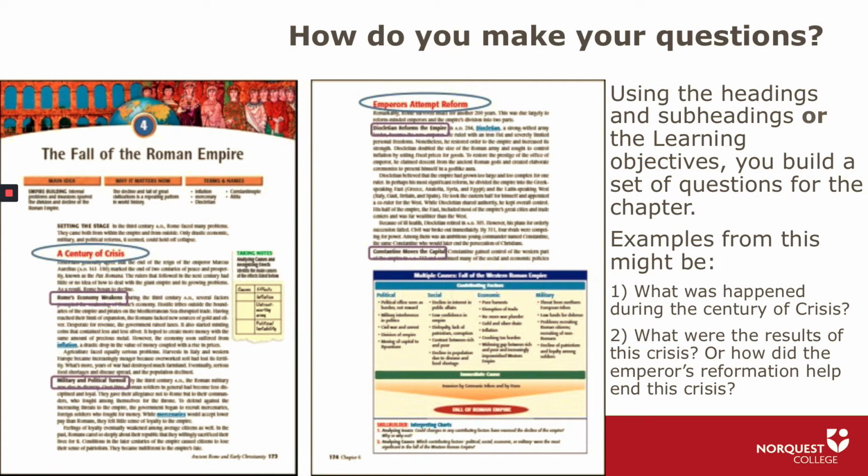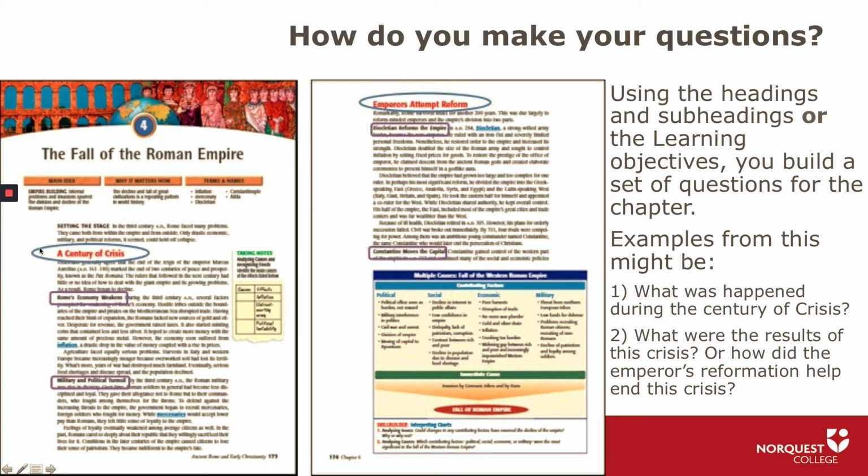So how that would look, if we were to look at this example of a social textbook, we can see it's actually a little bit blurry, but the title is The Fall of the Roman Empire, and we have the heading of a century in crisis, as well as some subheadings of what the Roman economy was doing, what's happening politically, what the emperors tried to do to fix the issue. And so these are what we're going to use to create our questions.